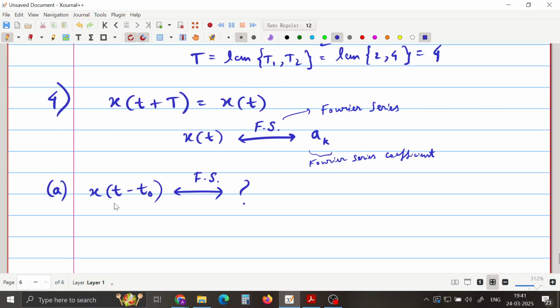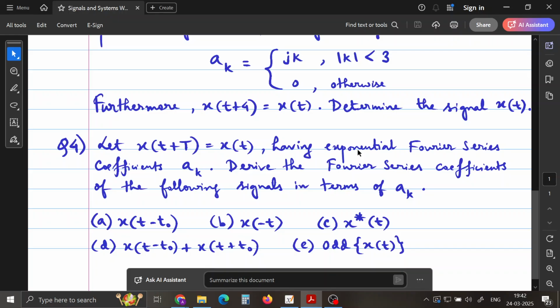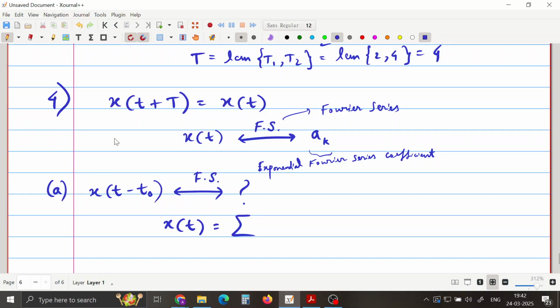First of all, let me express x of t in the exponential Fourier series representation, because this ak is the exponential Fourier series coefficient. It is given in the question. So I have to represent x of t in the exponential Fourier series form, which is given by the summation k running from minus infinity to infinity of ak e power jk omega naught t. This I know.